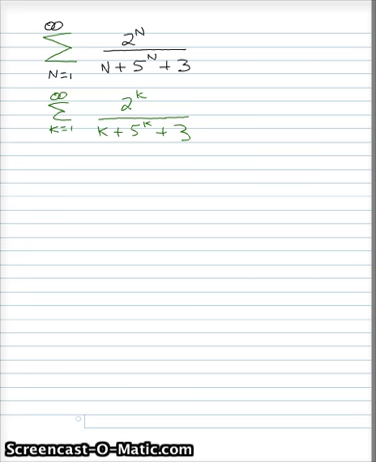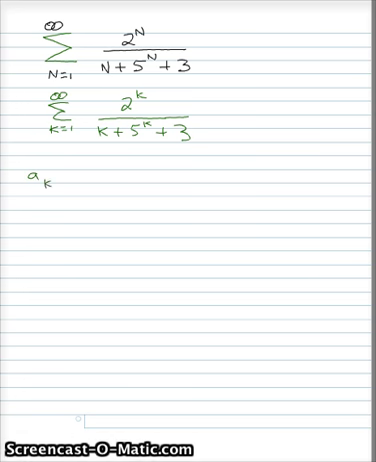Now, here's the real challenge. I want to compare this to something. Smaller than convergent means convergent. Greater than divergent means divergent. All of our terms are positive, so we need to see: is there something we can compare this to? Maybe it's obvious. 2 to the k over 5 to the k is sort of nice, so maybe that's the direction we have to go. How are we going to compare this?